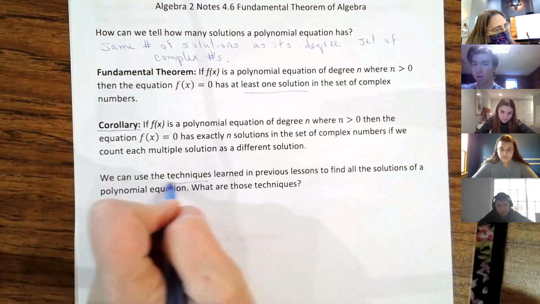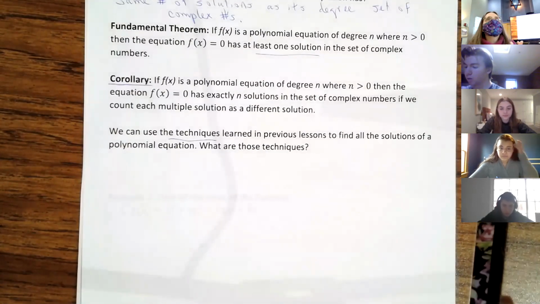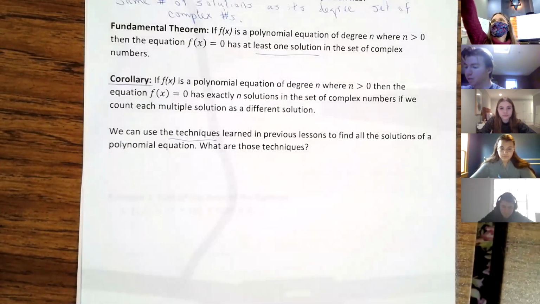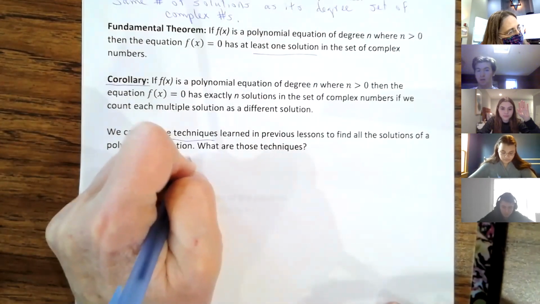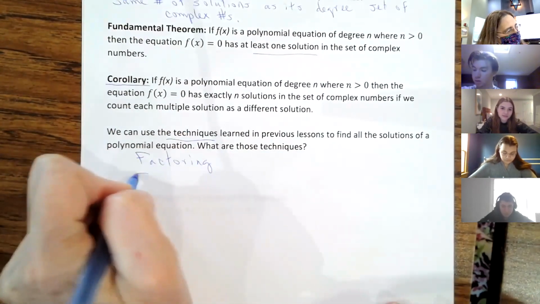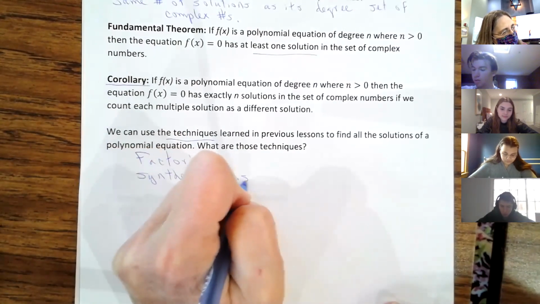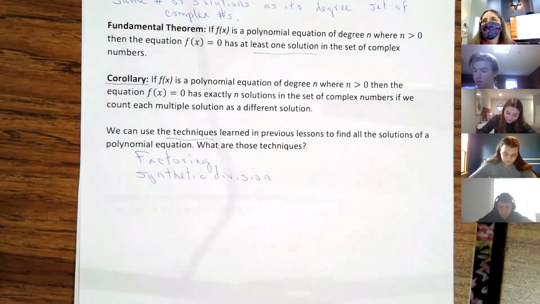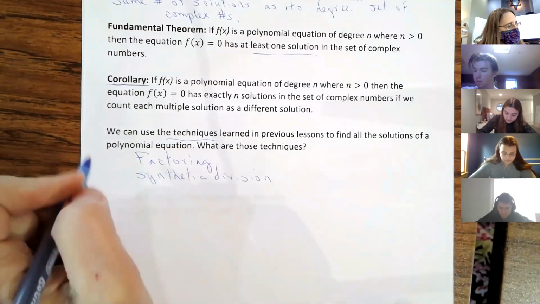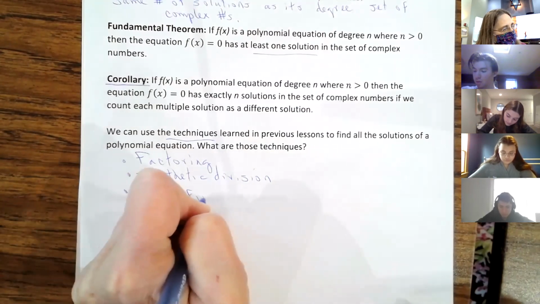Because we're going to use the techniques that we've learned in our previous lessons to find all the solutions of a polynomial equation. What are some of the techniques that we have learned for solving polynomial equations? Hannah. Hannah says factoring. Emma? Synthetic division. Synthetic division, which in a way, is one of the techniques that helps us factor. So those go together. That's one of our techniques of factoring, which I love. Becca touched on one already. We could look at our graph and find the x-intercepts.